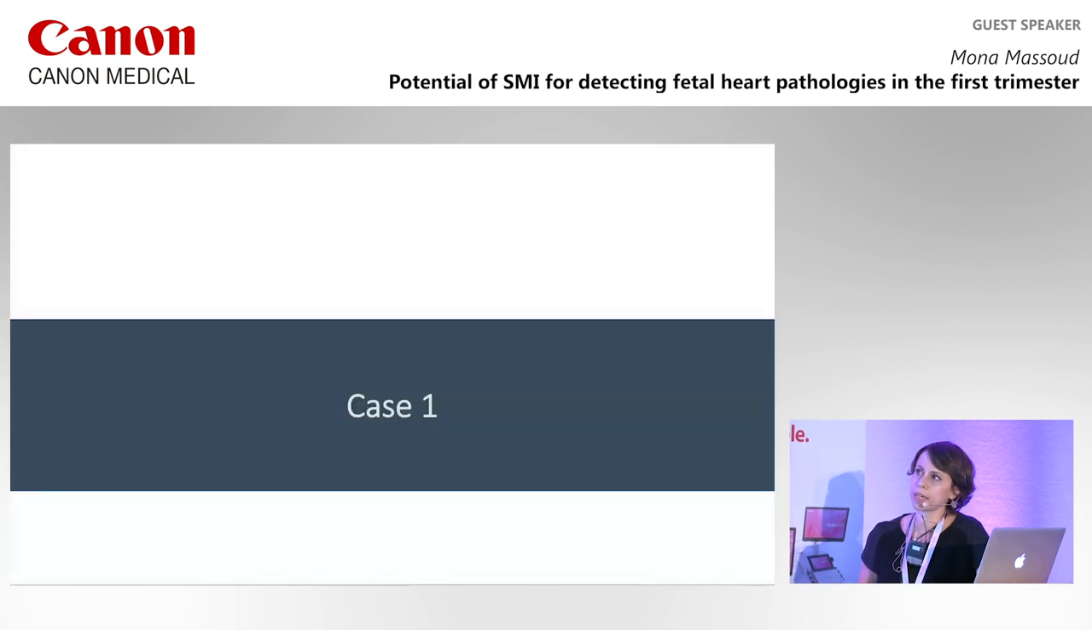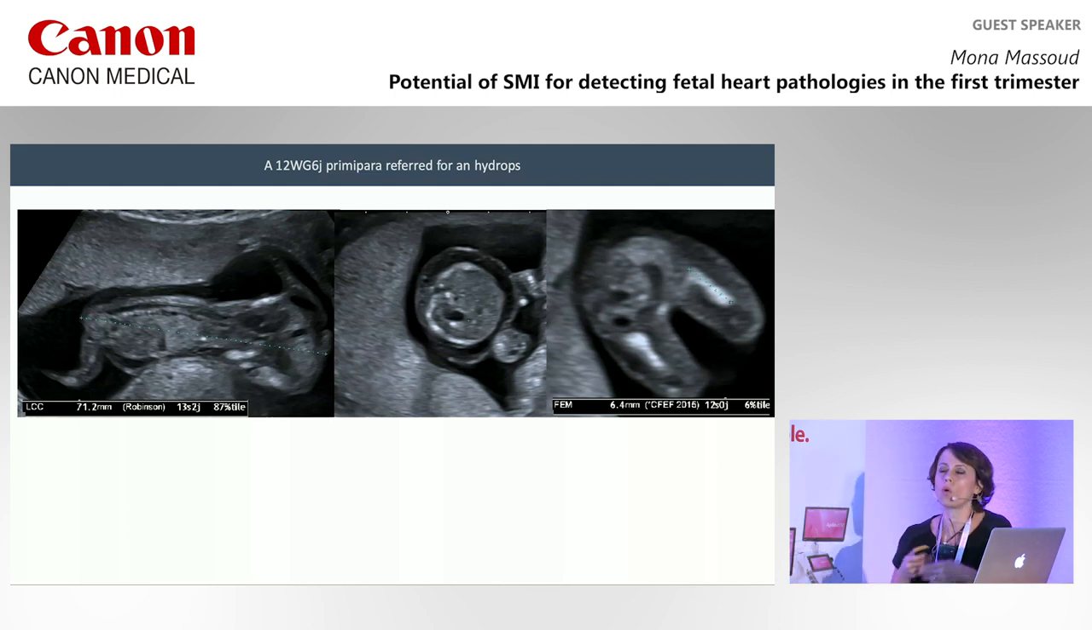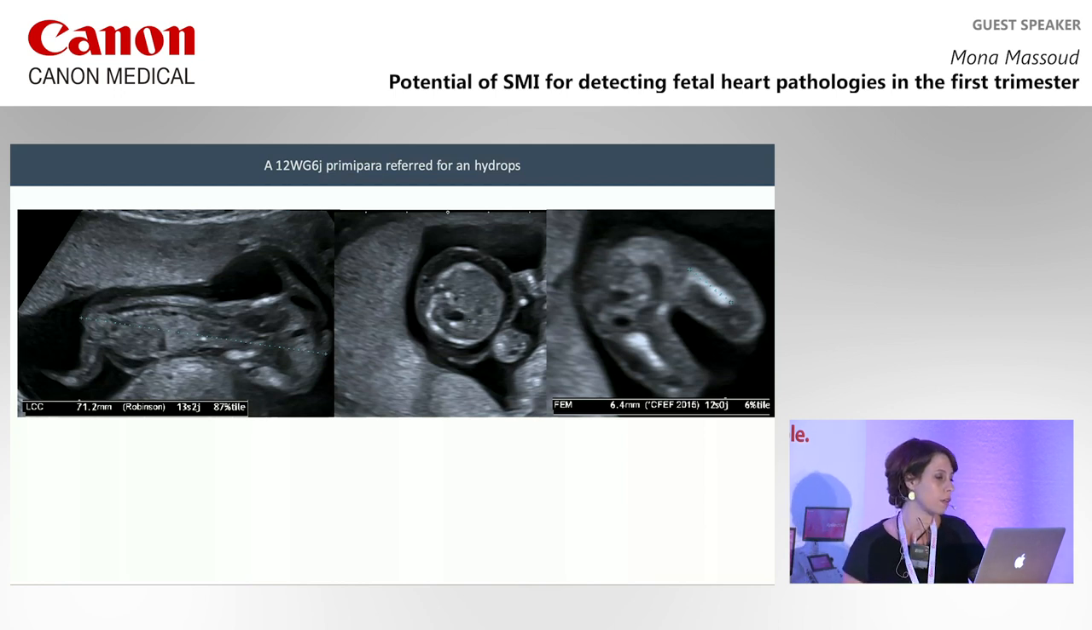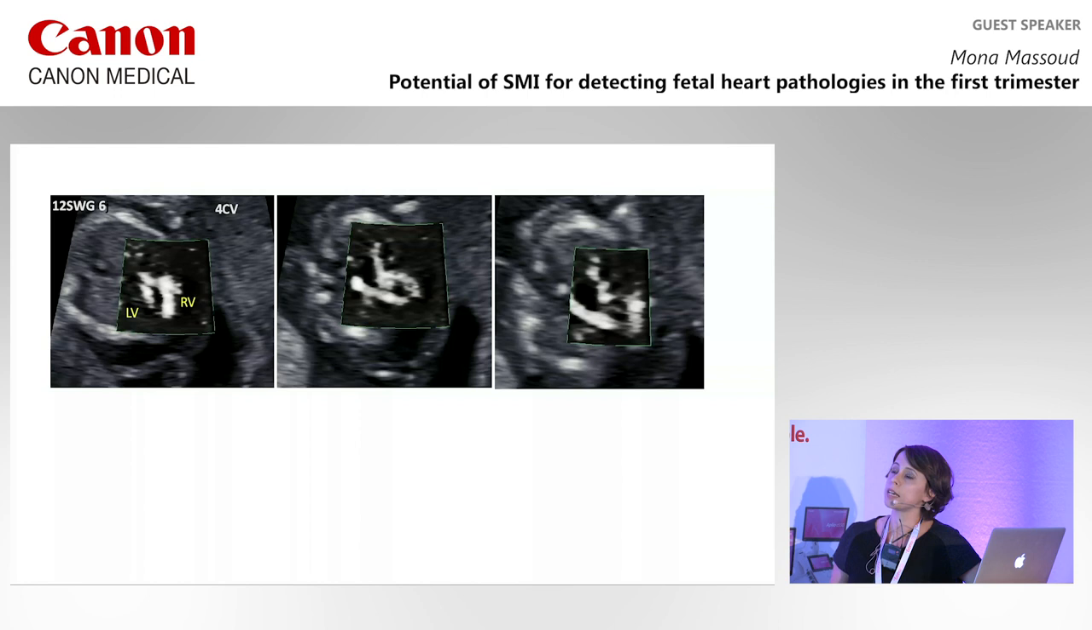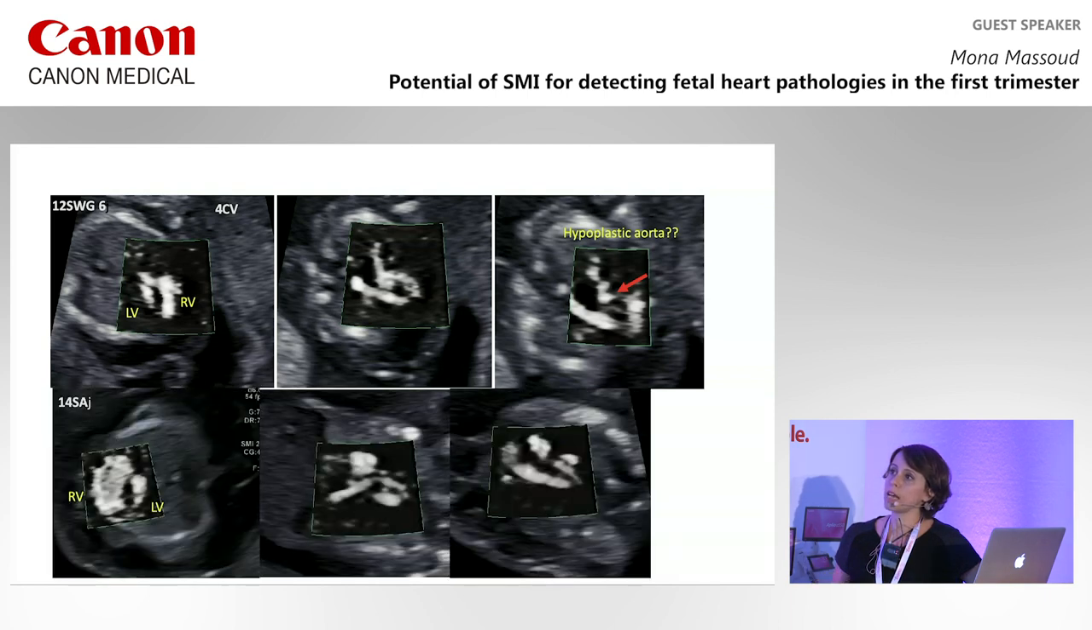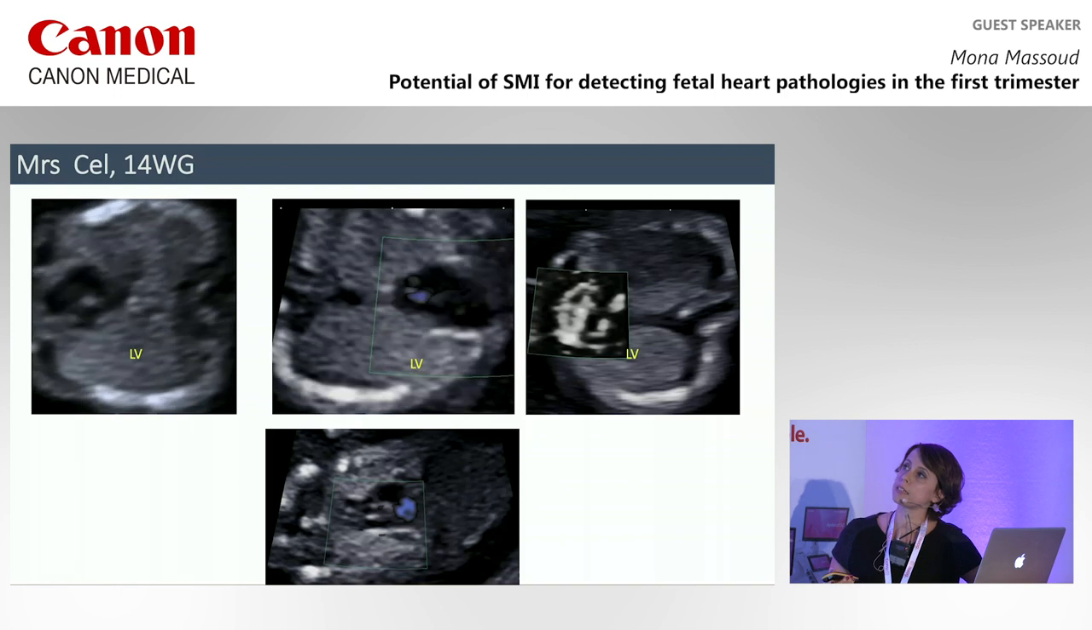So if we take some examples, because we are not going to give you a catalog of all the anomalies that we can suspect and see diagnosed during the first trimester, here is a woman referred for an eDrops at 12 weeks of gestation. We can confirm the eDrops. And what we can see here is that the left ventricle is discrepant regarding the right ventricle. We can suspect here a small aorta, and 2 weeks later we can confirm that there is a small left ventricle, a hypoplastic left ventricle with a hypoplastic aorta that we can assess here in this clip.